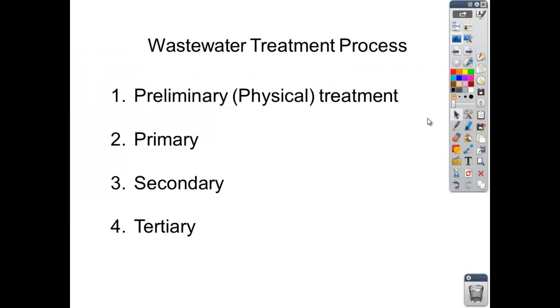The wastewater treatment process is pretty simple. It basically goes through 4 stages. What we call preliminary treatment is when the water actually enters the plant. It goes through primary treatment, secondary treatment, and then tertiary treatment, which I like to call disinfection.